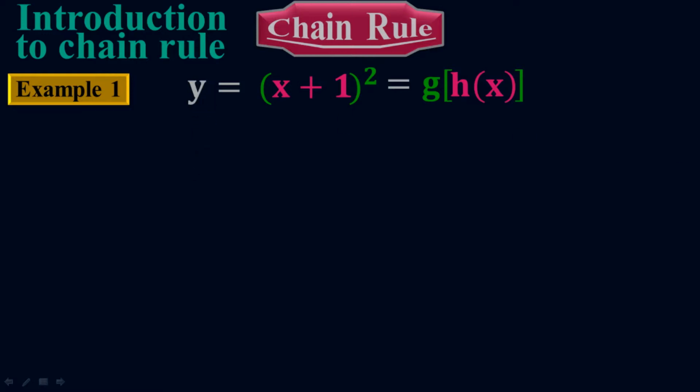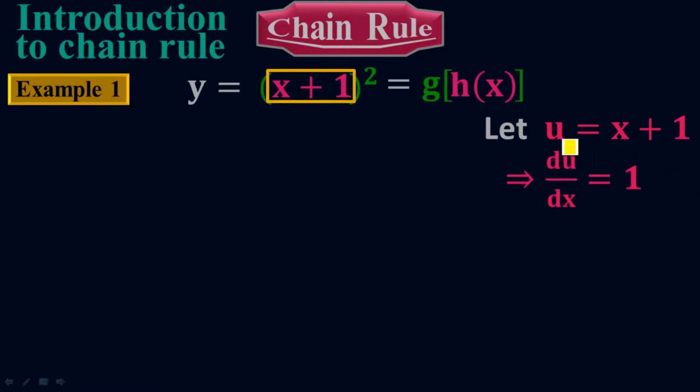For the substitution method, take x plus 1 equals u. Let u equal x plus 1. And then take the derivative on both sides. So I will have du over dx equals 1. On the left side, the derivative of u will be du over dx. On the other side, the derivative of x plus 1 will be 1, because the derivative of x is 1 and the derivative of 1 is 0. So 1 plus 0 is 1.